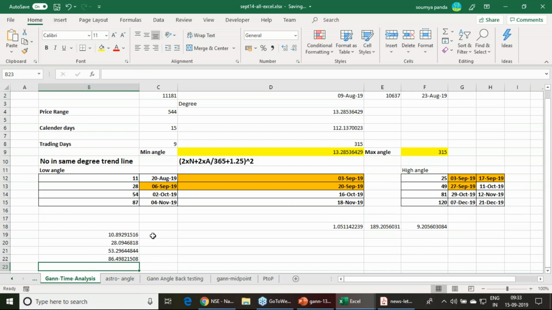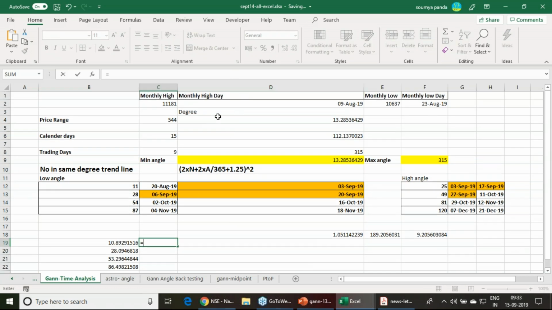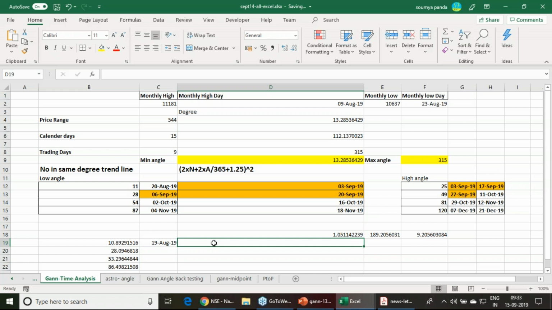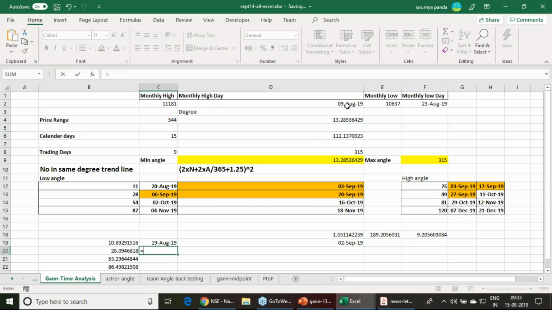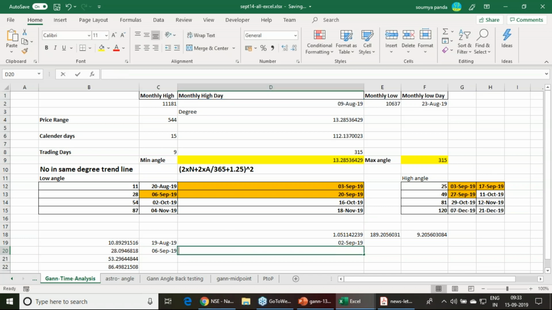Now I have to do a date calculation. So I am going to add, for the low formation day and high formation day, 9th August added with this. So 19th August. In the same way, 23rd August added with 10 days. So this is also 1 day. Then 9th August, I have to add 28 days. So 6th September is also coming, 1 day.